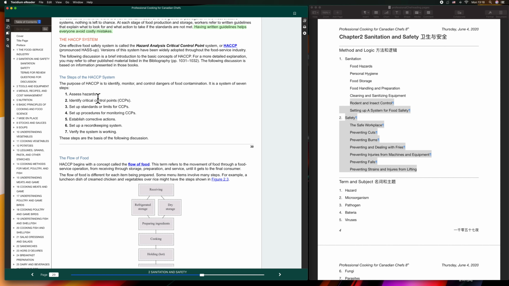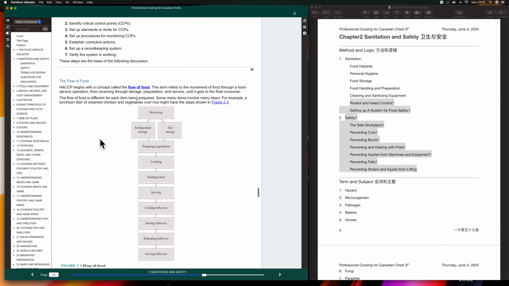The purpose of HACCP is to identify, monitor, and control dangers of food contamination. It is a system of 7 steps. 然后1至7我就直接读了，因为这个 steps 大家了解一下就可以。Assess hazards, identify critical control points, set up standards or limits, set up a procedure for monitoring, establish corrective actions, set up a record-keeping system, verify the system is working. 然后下一个 the flow of food.